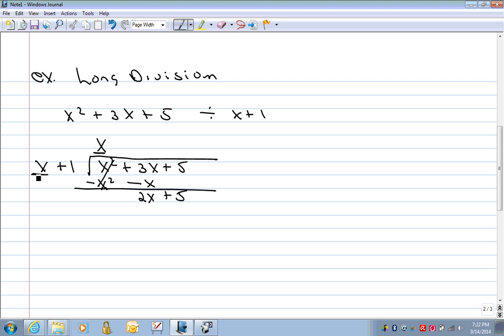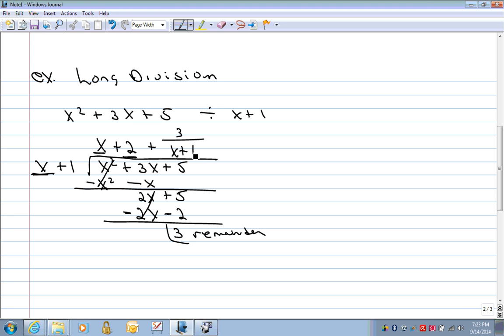And then we go again. So x times something gives me positive 2x, so that would be plus 2. So 2 times x would be 2x, and 2 times 1 would be 2. And then remember, we must subtract, so subtract, subtract, draw a line, these cancel. 5 and negative 2 is 3, and 3 is our remainder. We're going to write our remainder, since it's positive, as plus 3 over x plus 1.